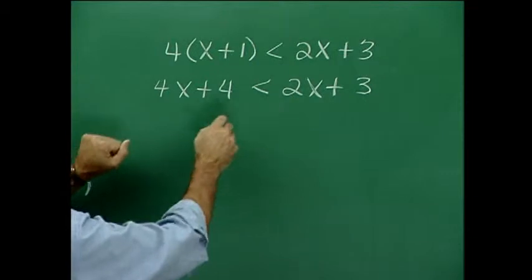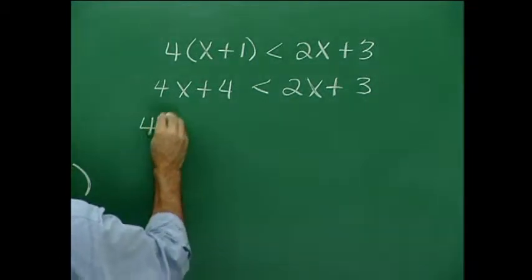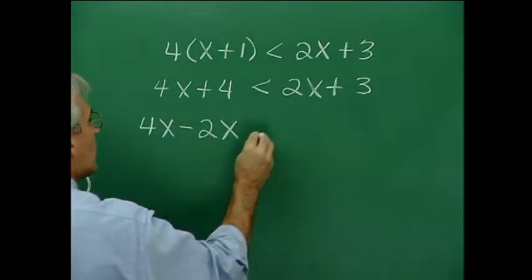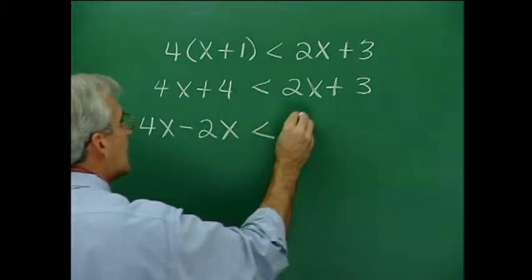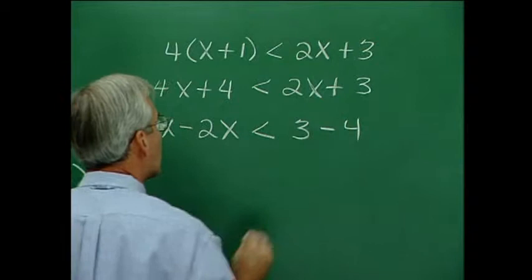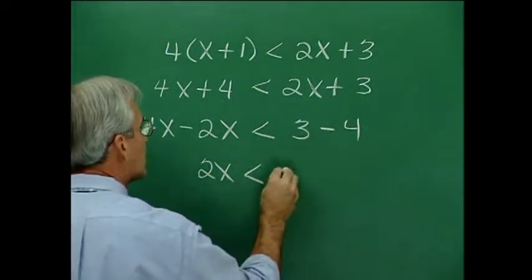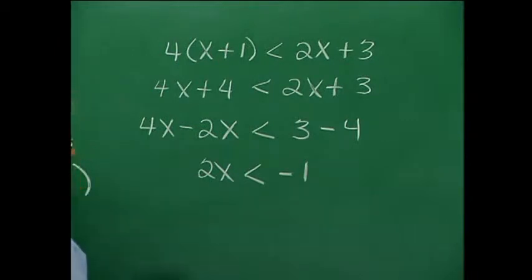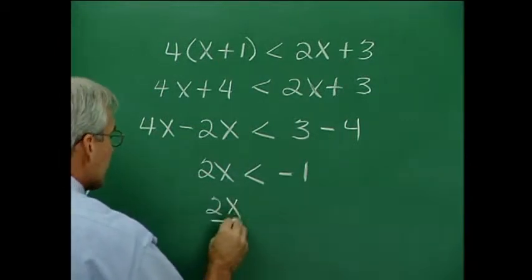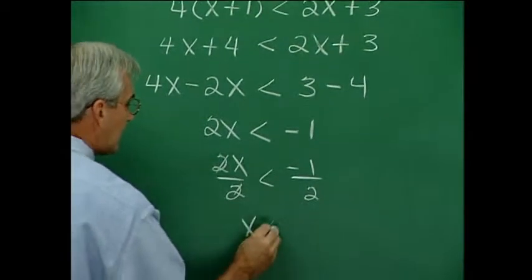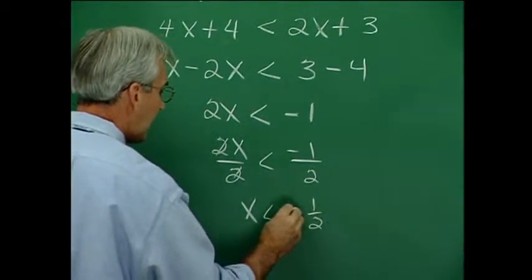If I subtract 2x on both sides, I'm going to leave 4x here. I'm going to subtract 2x over here and subtract 2x over here. And I'm also going to subtract 4 on both sides, so I'll have 3 minus 4 on the right. Collecting over here, I get 2x, and on the right I get 3 minus 4, negative 1. Then I divide on both sides by 2 to find x to be less than negative 1/2.